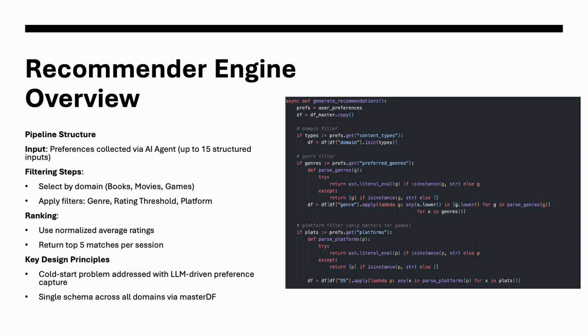On this slide, we will drill down into the core of our recommender pipeline. First, the AI agent collects up to 15 structured preference inputs from the user, everything from your favorite genre to the minimum rating threshold. Next, we will filter those preferences by domain, books, movies, or games, and apply any genre, rating, or platform constraint. Finally, we will normalize average rating across our master data frame and rank items, returning the top 5 matches. This design not only solves the cold start problem via conversational LLM prompts, but also ensures a consistent schema across all three entertainment domains.